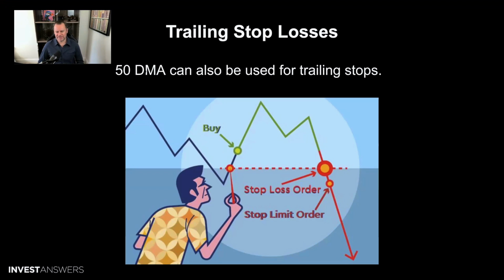Now, there's another interesting one here. Trailing stop losses. This can be very handy as well. Imagine you buy something like a stock at $100 and it goes to $800, and you want to be able to lock in your profit, but you still want to be able to ride it up if it continues to move. It's good to have a trailing stop loss.